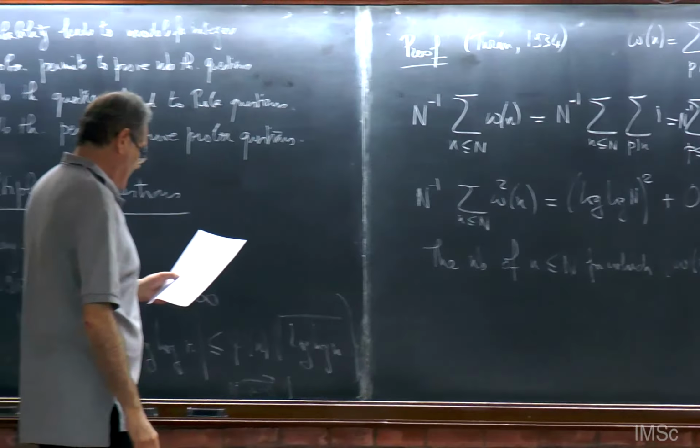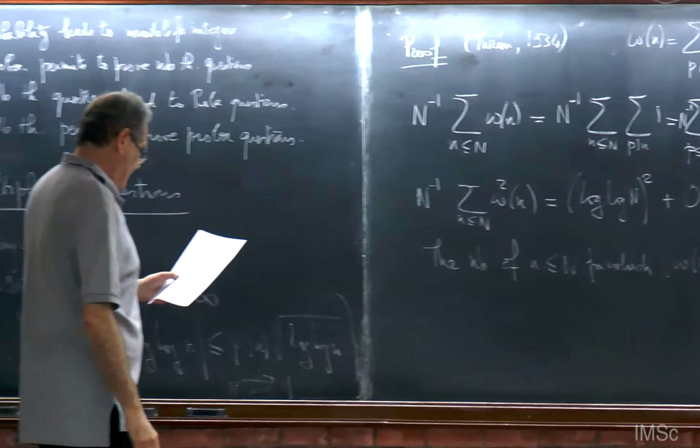And then here is the trick, is to say it is at most the following. Sum over n up to N of omega of n minus log n, squared, divided by psi of n squared log n. If I have this, which is larger than that, I say that this number is at most that.